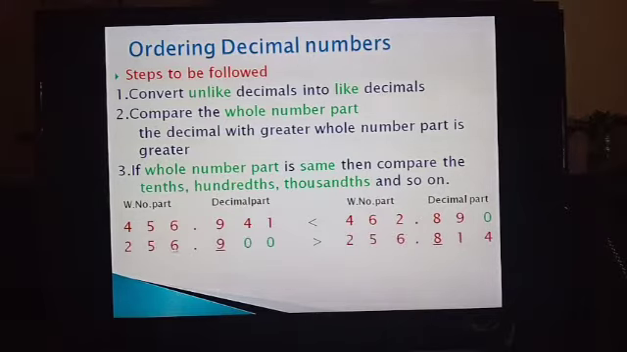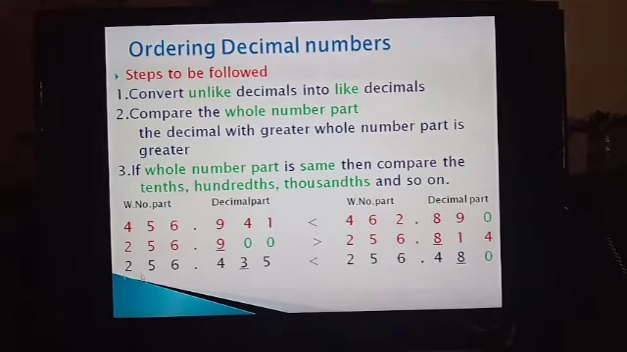Let us move to the next example. See here 256.9 and here 256.814. First we need to convert unlike to like according to the first step. So I have added 2 zeros at the end of this decimal because here 3 decimal places are there. Now we follow the second step, compare the whole number part. Here 256, here also 256. So what shall we do, children? If the whole number part is the same, we follow the third step, then compare the tenth place. What is there in the tenth place? Here 9, here the tenth place is 8. So 9 is greater than 8, no children. So this decimal is greater than this decimal.